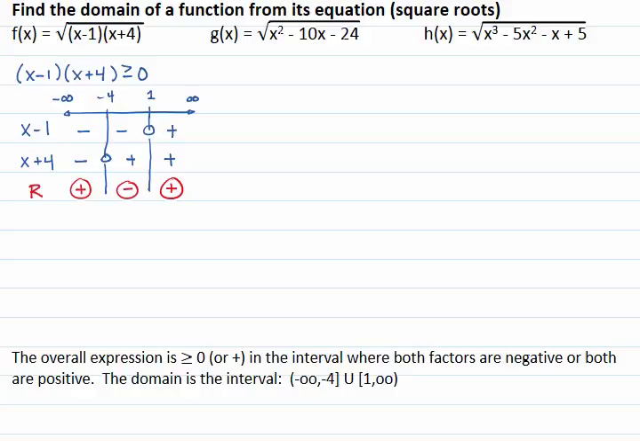So the domain of f of x is the set that contains all the values of x that produce greater than or equal to 0. That means positive or equal to 0. And these quantities are here on the left where it is plus and equal to 0 at negative 4. On the right where it is plus and equal to 0 at 1. The domain in interval notation is negative infinity comma negative 4 closed union closed 1 infinity.